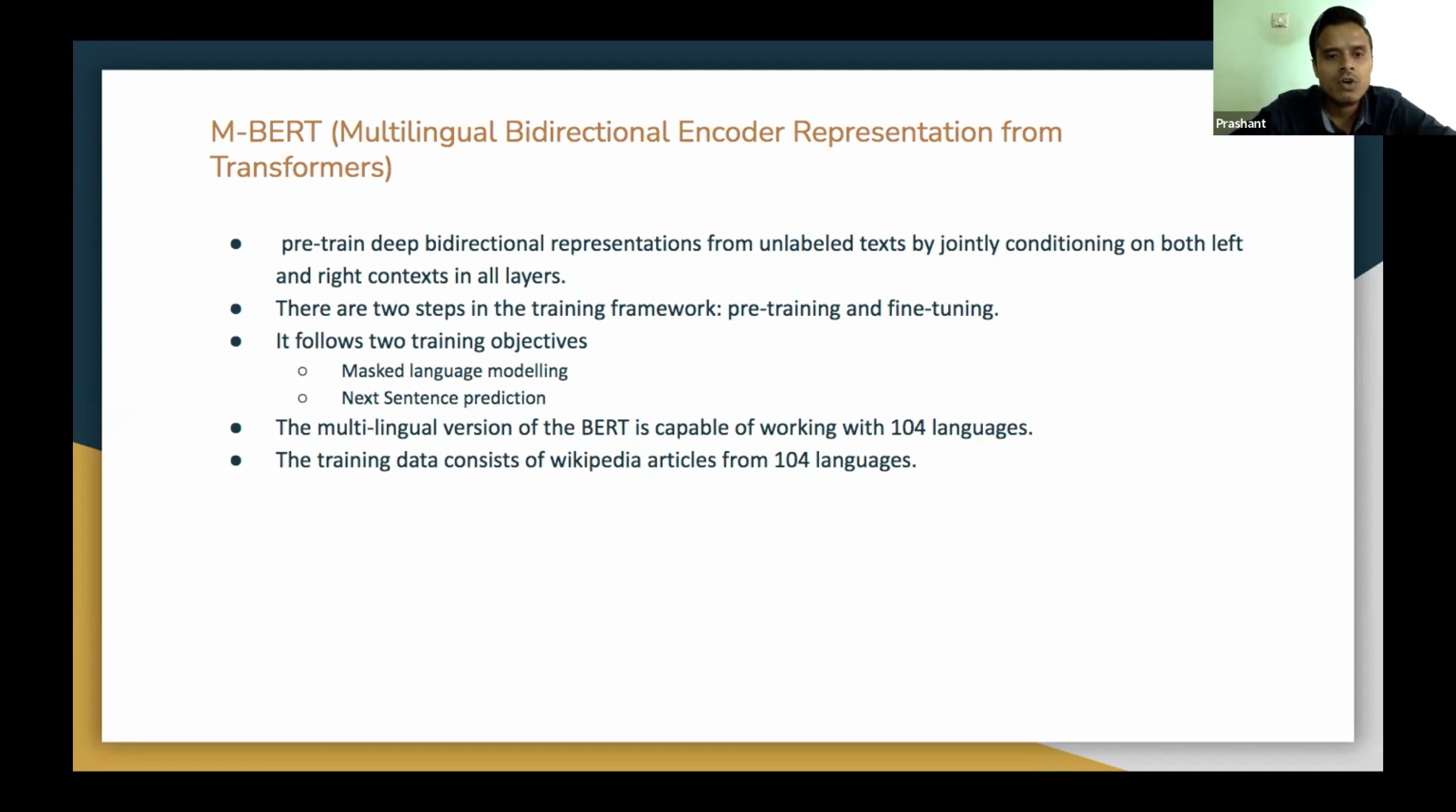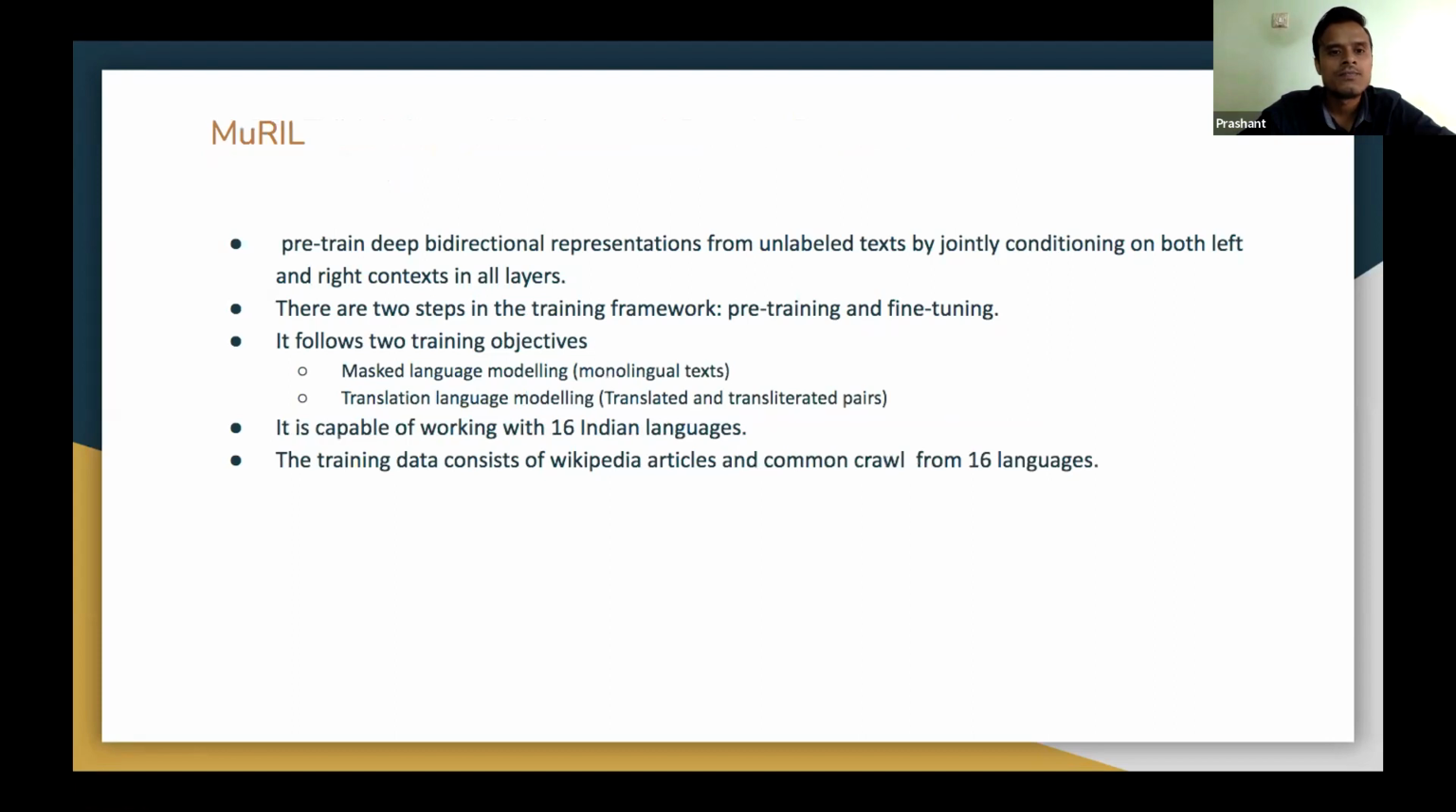The training mainly follows 2 training objectives. The first one is masked language modeling, in which approximately 15% of tokens are masked, and the model is trained to predict the masked token. The second one is next sentence prediction, in which a pair of sentences is passed, and the model is trained to predict whether sentence B follows sentence A or not. So the multilingual version of BERT is capable of working with 104 languages, and the training data mainly consists of Wikipedia articles.